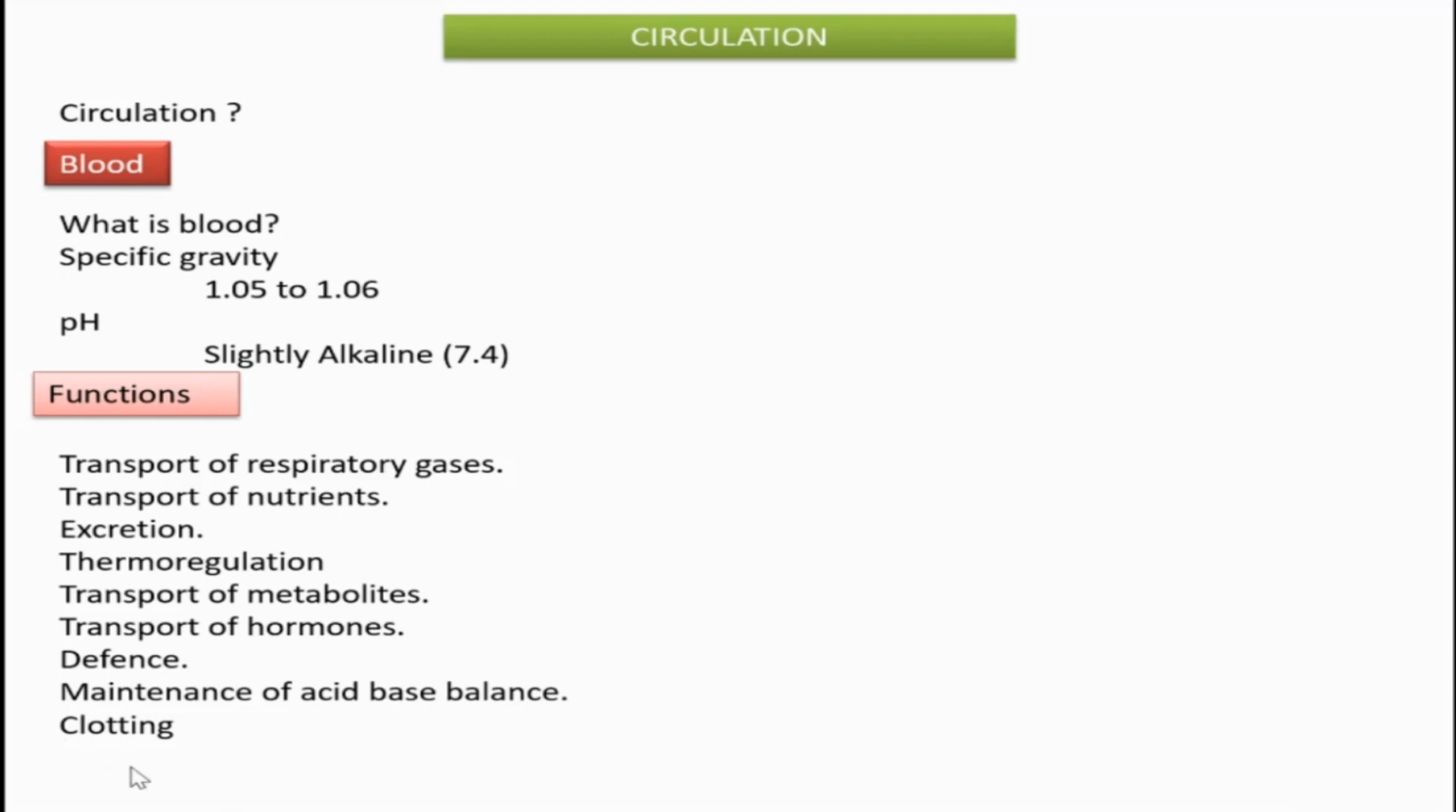Whenever a wound happens in our body, if the blood continuously flows through the wound, it may lead to the death of that person. So, in such cases, we need to clot and stop that bleeding. And in such instances, the constituents of the blood play an important role. Next slide.